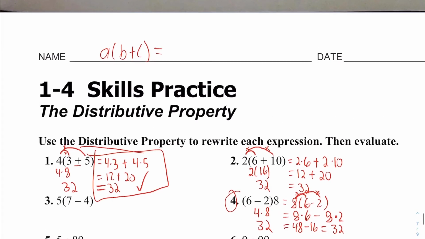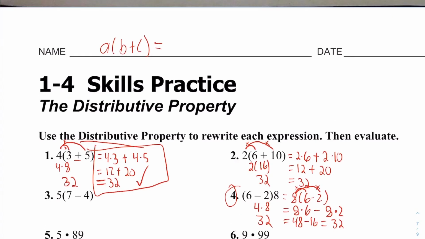Up here is the distributive property rule. The rule is if I have a number outside of parentheses, then I will distribute it. I will do A times the first number, and then whatever this sign is will get copied. And then I'm going to multiply A times the second number, A times C, and that's the distributive property.